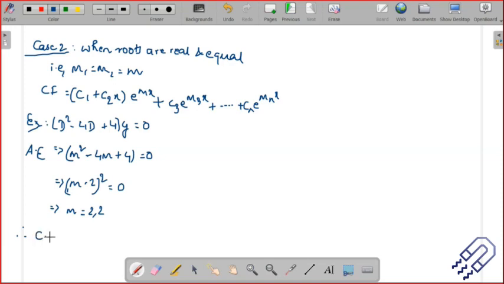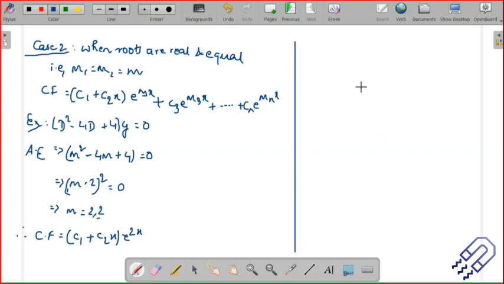So if I want to write down the complementary function for this, this would be c1 plus c2x e to the power 2x. You see this m is 2 here, and we have written it as c1 plus c2x. Don't mix up here, it's not c1 plus c2 bracket e to the power mx, it is c1 plus c2 into x. So you have to take care that you don't mix it up, that's important again.